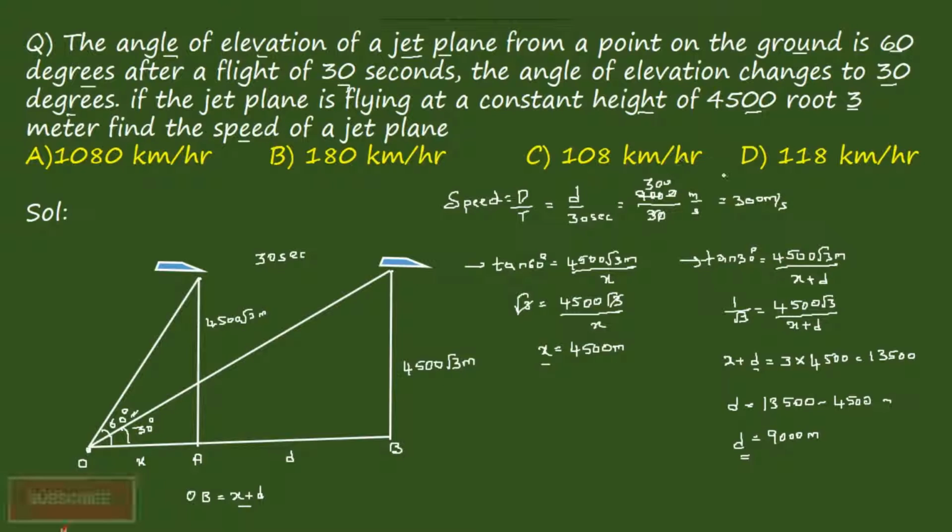But the answer is in kilometers per hour, so we convert into kilometers per hour. Then it becomes 300 into 18 by 5, which is equal to 1080 kilometers per hour. So the speed is 1080 kilometers per hour. So the answer is option A.